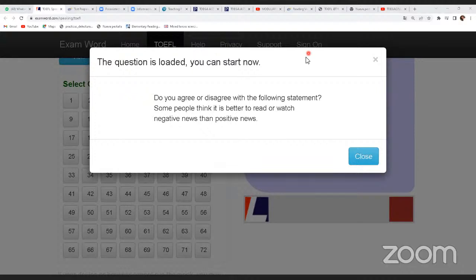Okay, so can you please read the instructions? Do you agree or disagree with the following statement? Some people think it's better to read or watch negative news than positive news. Okay, so the first step, as I told you yesterday, is you have to state your position. As you know, you only have 15 seconds, right? So I'm going to try to do it.